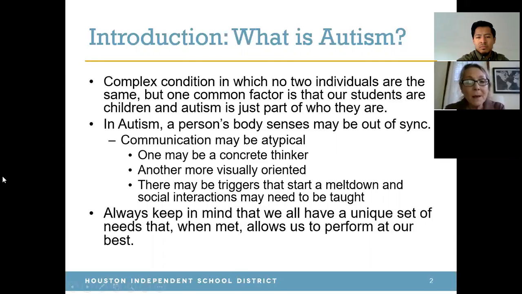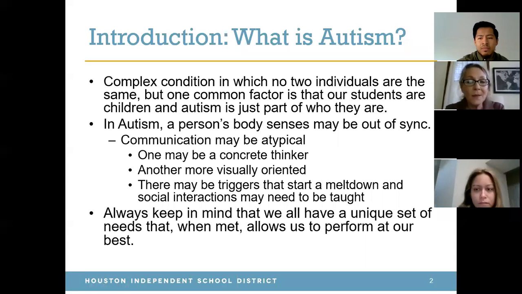In autism, the person may be a concrete thinker, so abstract things are hard for them sometimes to understand without some explanation. Another feature might be that they're more visually oriented, so this helps them process information, their visual system. And also there may be triggers in the environment that start a meltdown. And social interactions may need to be taught.